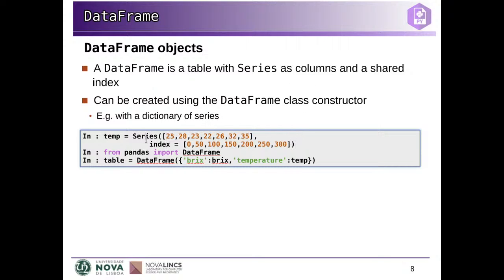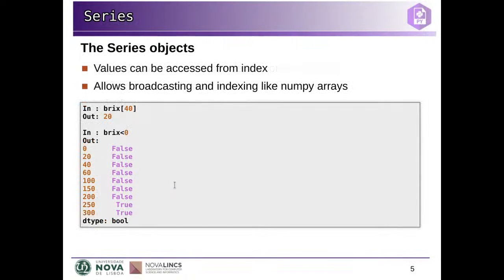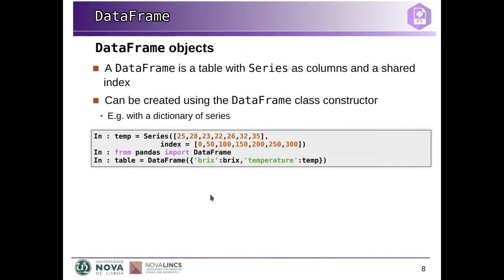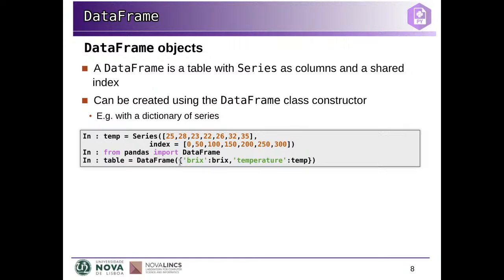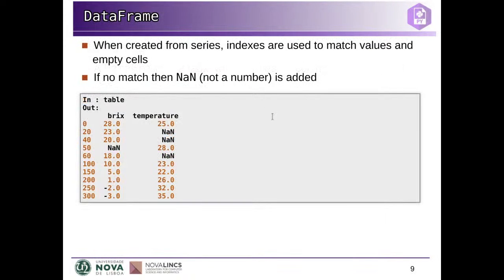Note that the index does not need to correspond to the one that we already have. So these indexes are different, but we can join the two in a single table by creating a data frame where the Brix column will have the Brix series and the temperature column will have this temp series. And now what Pandas does is join the two together with the same index and fill with this NaN, not a number, those values that are missing.